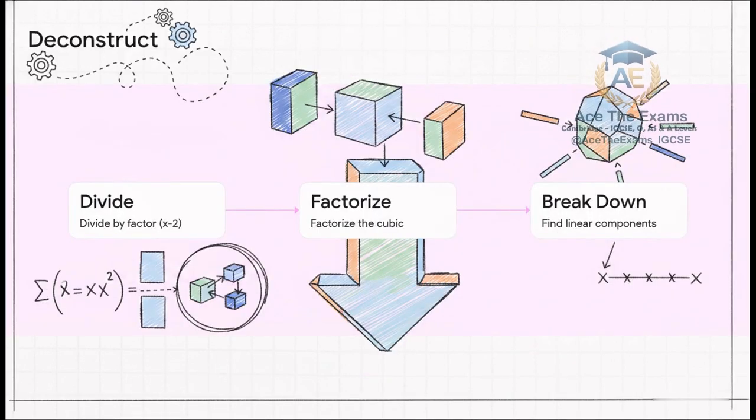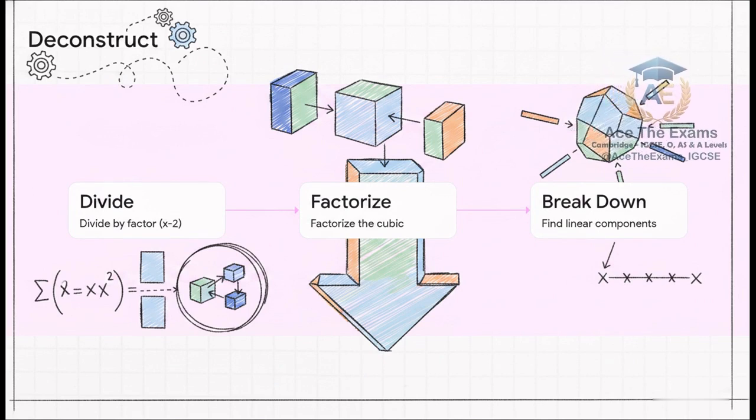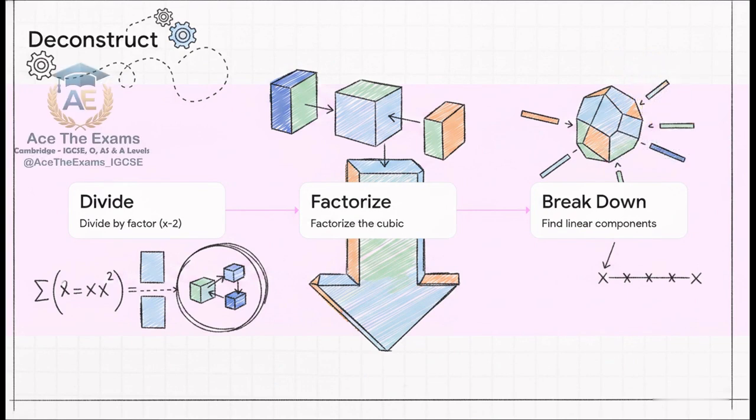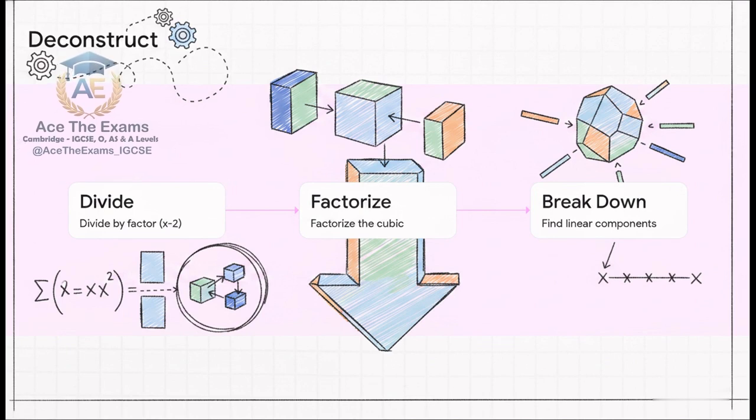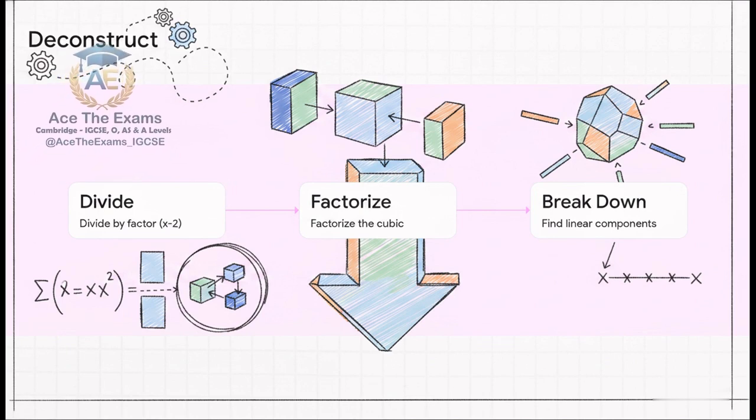Here are the exact strategic steps you need to score those 3 marks. First, you divide the entire polynomial by that known factor, x minus 2, using either polynomial long division or synthetic division, whichever you prefer. Second, you take the cubic expression that's left over and factorize that.